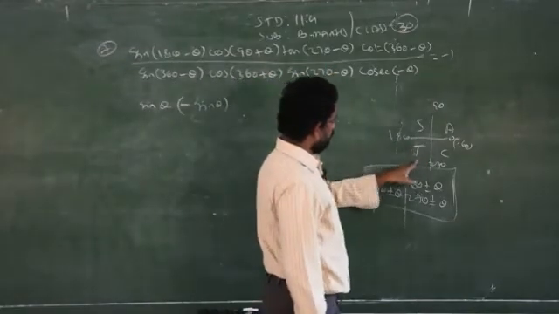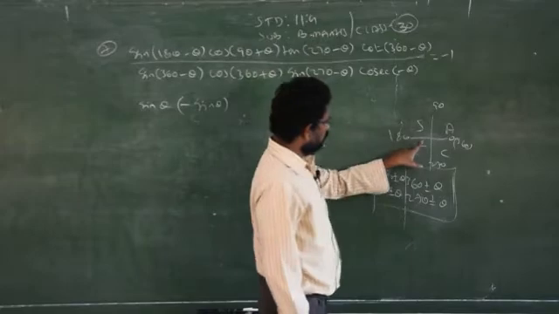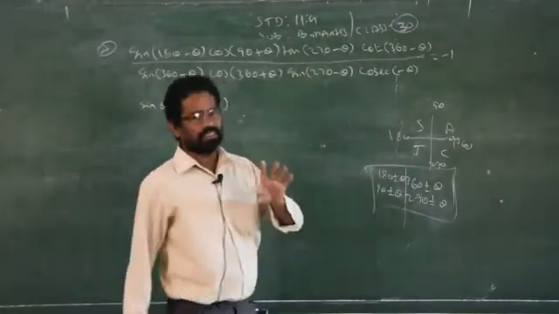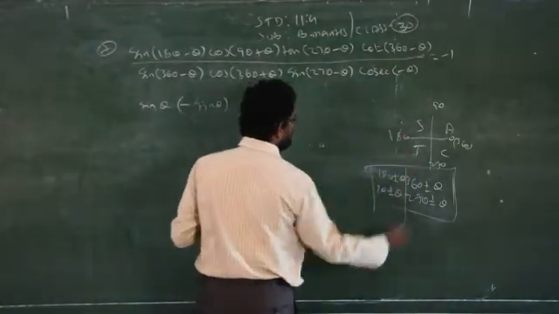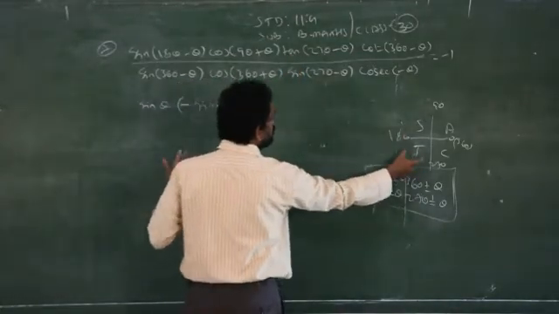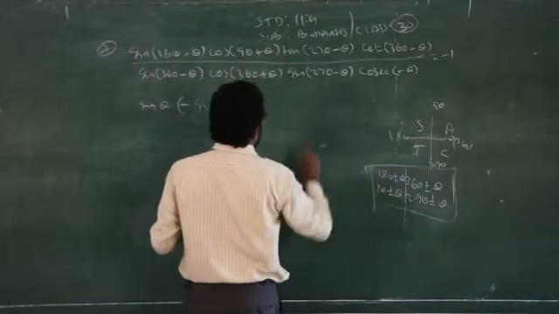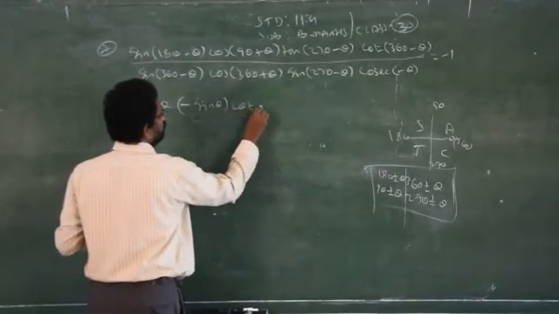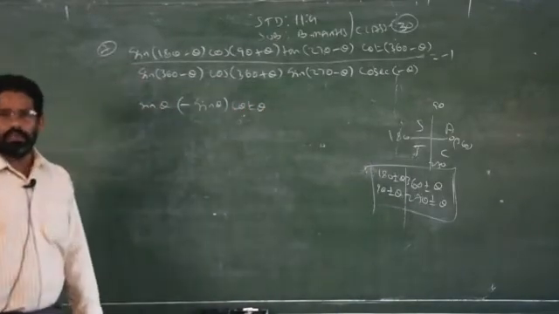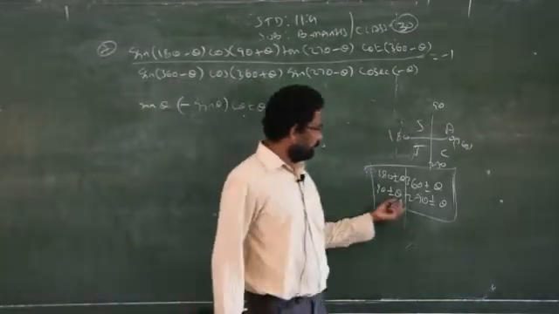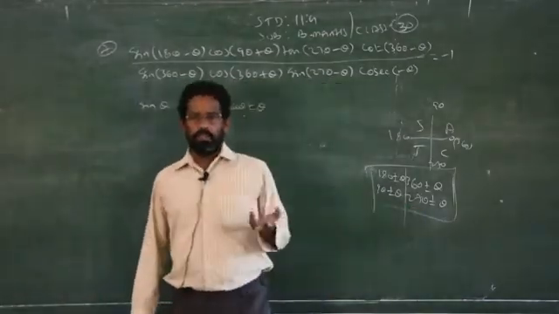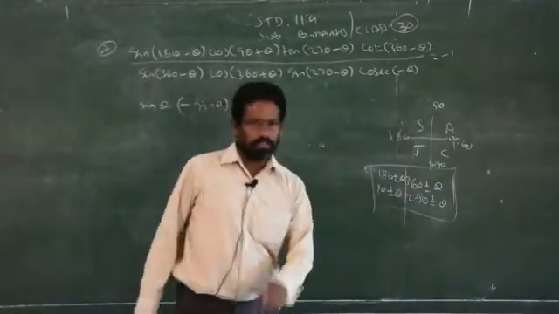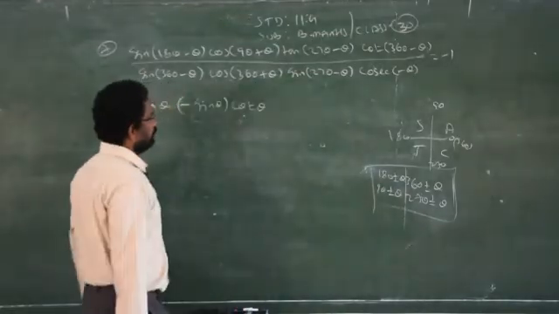The next one, tan(270 minus theta). Where will 270 minus theta come? Third quadrant. In the third quadrant, which one is positive? Tan alone is positive. Here tan is given, so no change in the sign. But for 270, you have to change the ratio. Tan will become cot. Clear? So just keep it in your mind: 90 plus or minus, 270 plus or minus, there will be two changes, ratio as well as sign. Whereas for 180 and 360, changes occur only in sign, not in the ratio.